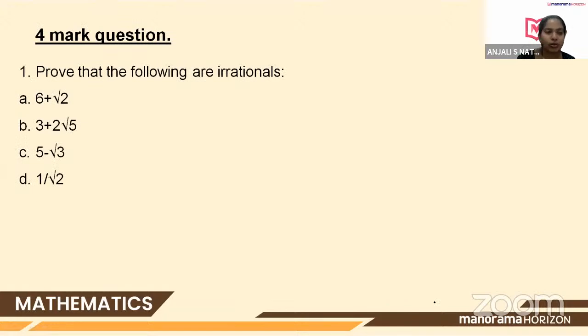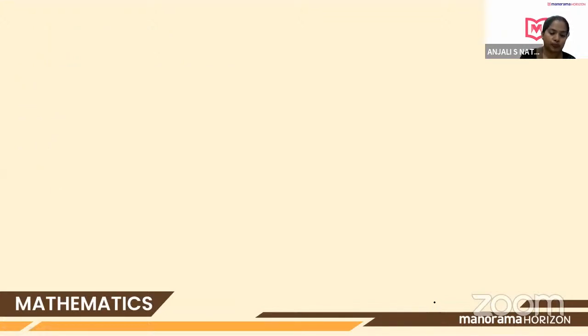So the first question is we have to prove the irrationality of the number 6 plus root 2. So the first one is 6 plus root 2. So first we have to assume that 6 plus root 2 is rational.